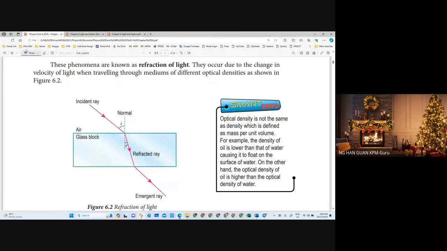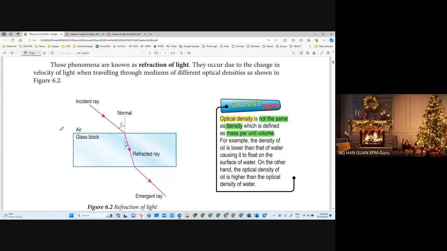Okay, so in the previous chapter, I already introduced that when we mention different media for light, we don't comment about the mass density. We will comment about optical density. That's why at the beginning of the subtopic, it already tells you optical density is not the same as the density that we define as mass per unit volume. There is another density, which we call mass density. Mass density is mass per volume, but optical density is not the same. Remember, not the same.